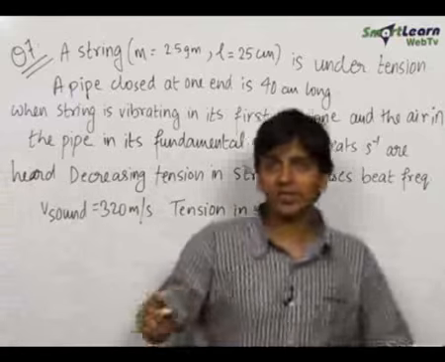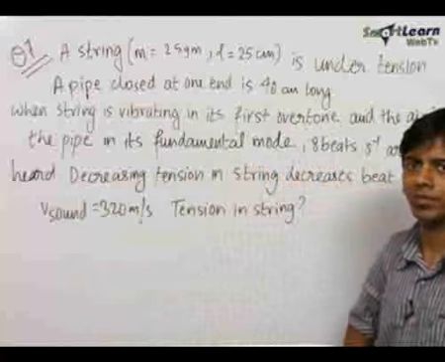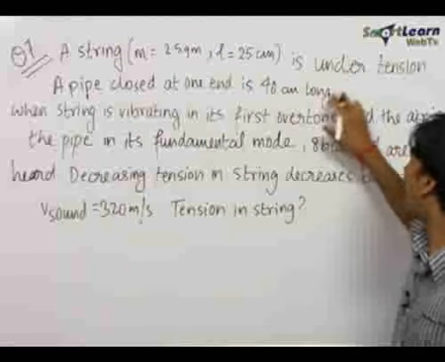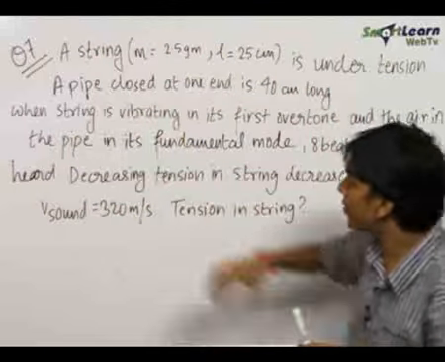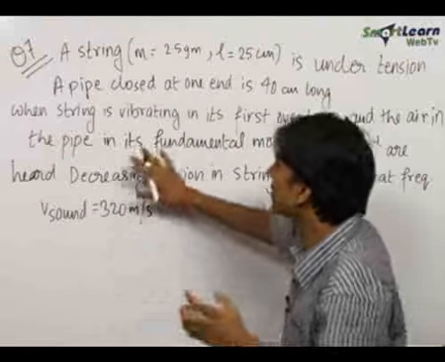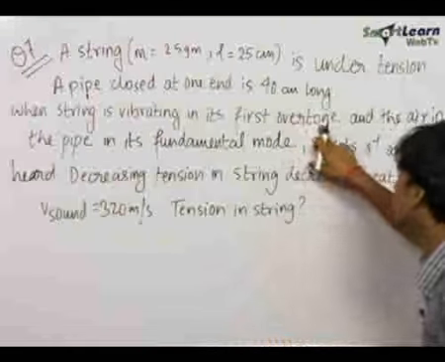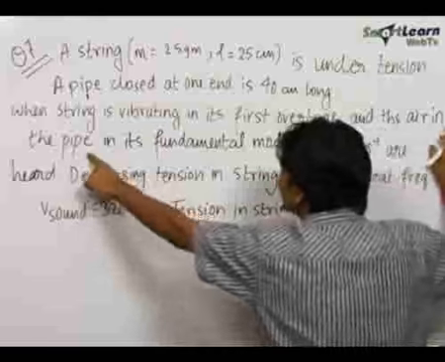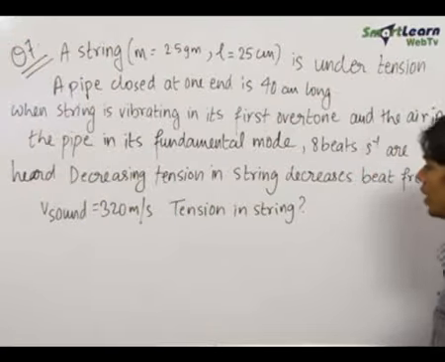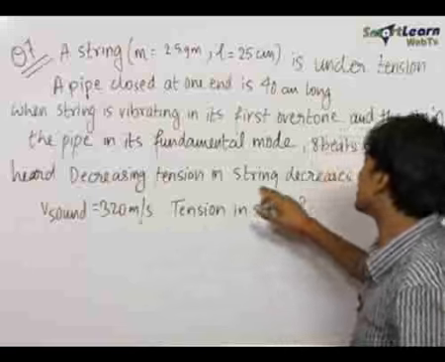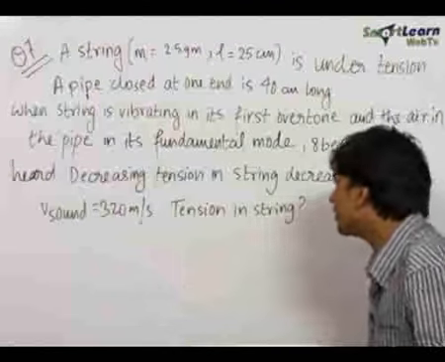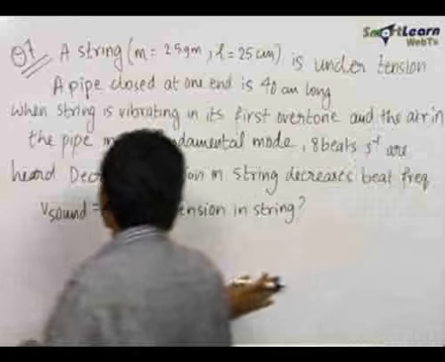The seventh question that we have is a very important and a very conceptual problem. We have been given a string whose mass and length is given and it is under tension, and we have a pipe which is closed at one end and is 40 centimeters long. Now it is given that when the string is vibrating in its first overtone and the air is vibrating in its fundamental mode, then 8 beats per second are heard. It is also given that decreasing tension in the string decreases the beat frequency. The velocity of sound is given and we need to find out the tension in the string.